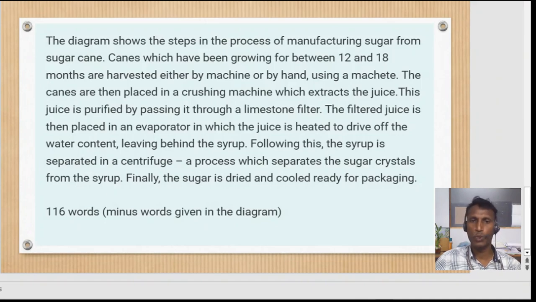The filtered juice is then placed in an evaporator in which the juice is heated to drive off the water content, leaving behind the syrup. Following this, the syrup is separated in a centrifugal process which separates sugar crystals from the syrup. Finally, the sugar is dried and cooled, ready for packaging. Exactly 116 words are used for this diagram.